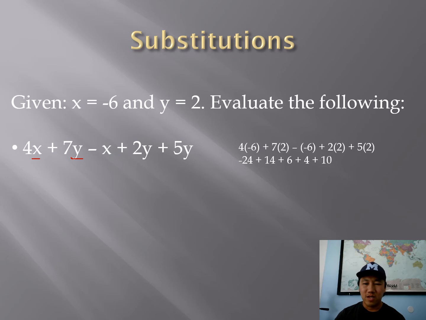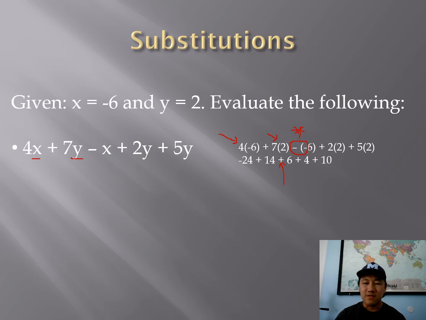4 times -6 is -24. 7 times 2 is 14. This part you have to be careful. Put a big star next to it. A negative with the negative makes it a positive. That's very important. A lot of people forget it or might be confused by it, but please don't forget.